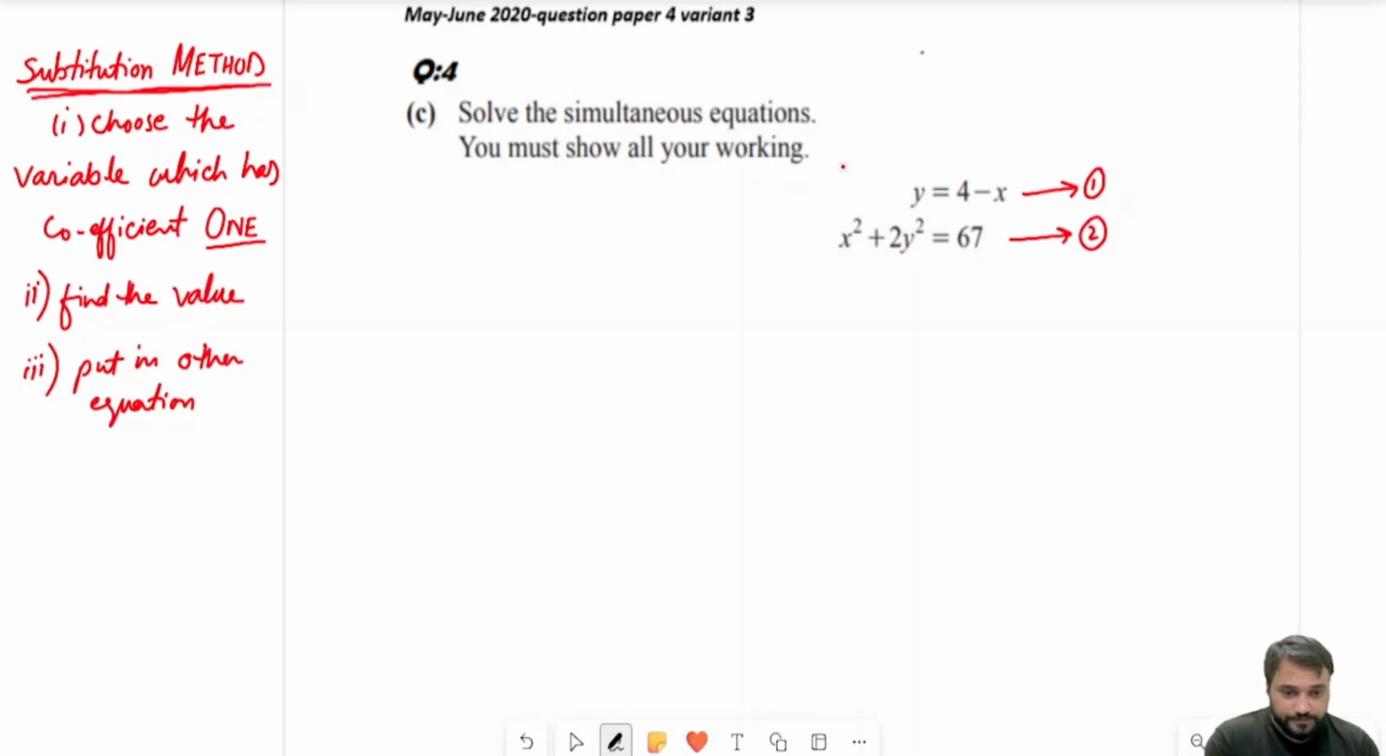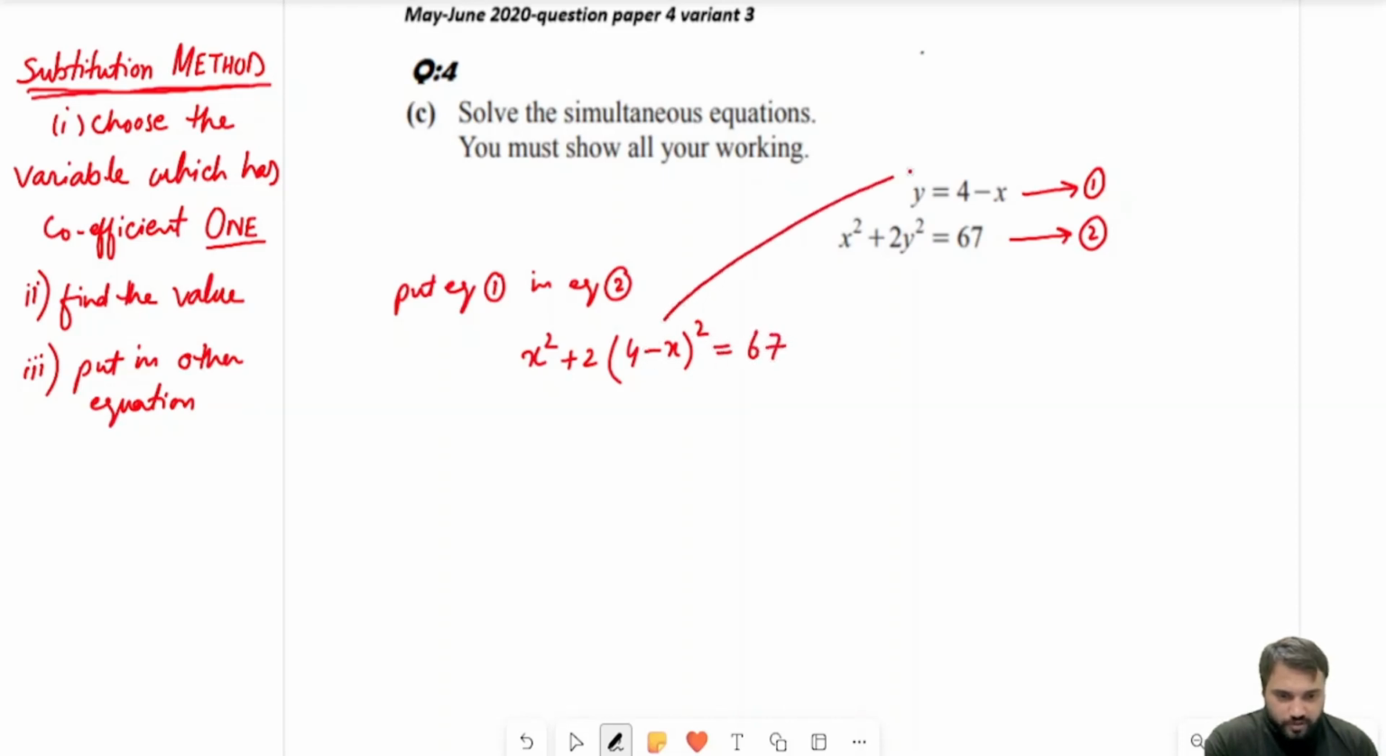This is very important. Here the coefficient of y is 1 and coefficient of x is also 1. So it's up to you. Either you choose y or x. I'm going to choose whatever is given, that is y equal to 4 minus x. I'm going to put equation 1 in equation 2. Equation 2 is x square plus 2 times the value of y, 4 minus x, square remains the same, equal to 67.